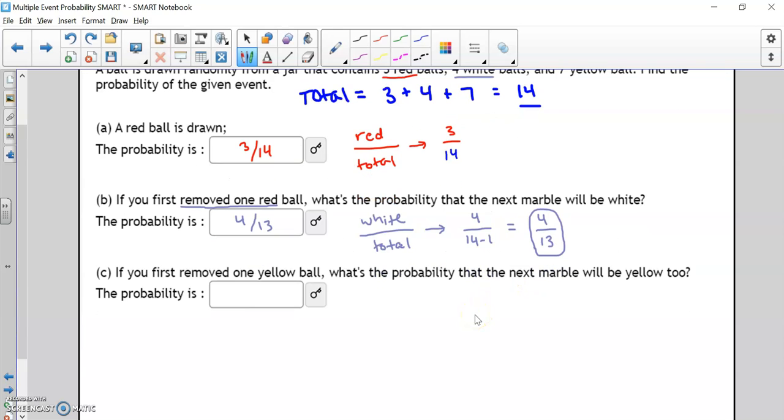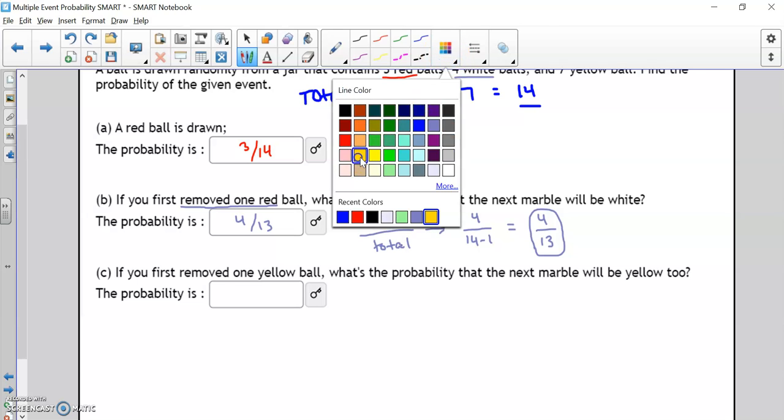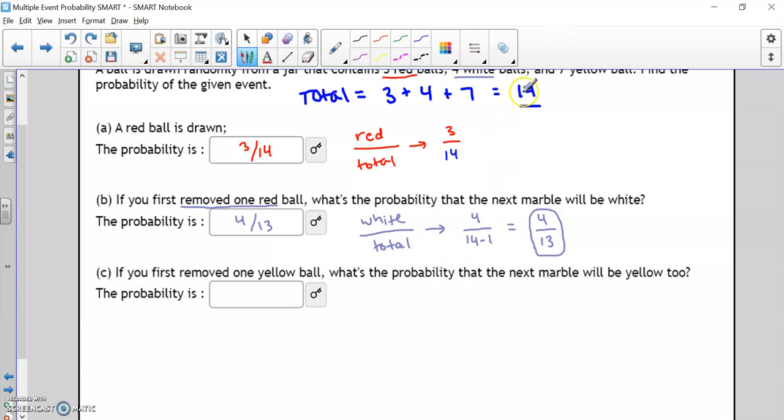So here's the deal. In this situation, we still have to remember that we started with 14, but if we removed 1 yellow, then we ended up with 13. So we have a total of 13 on the bottom because we removed a yellow. But I'm going to show all the pieces here. So we started with 14, we took 1 yellow away, so that's our new total at the bottom.